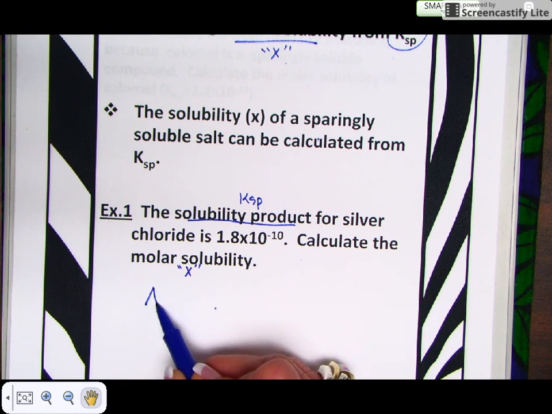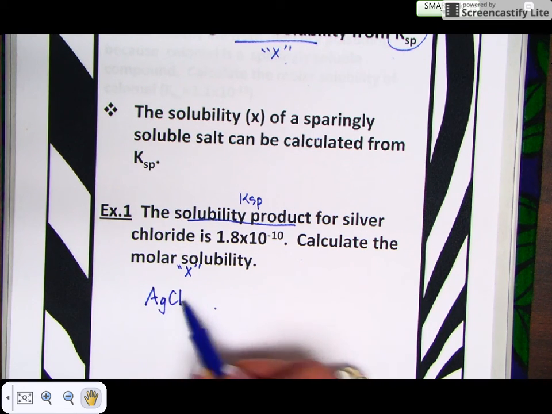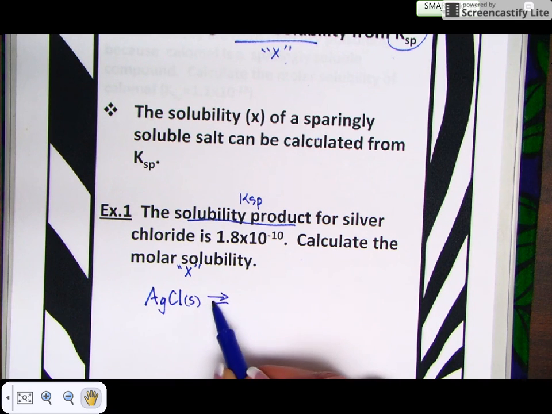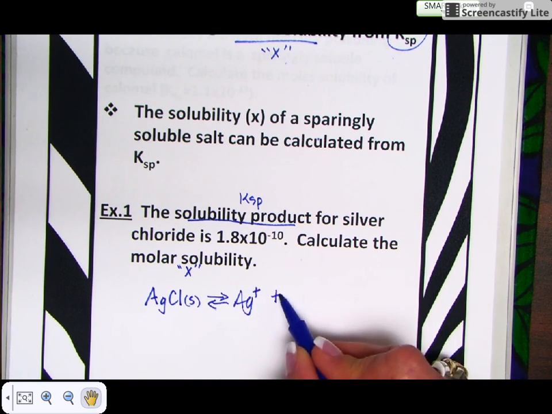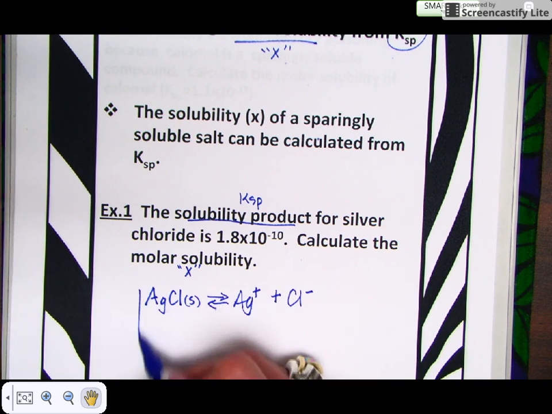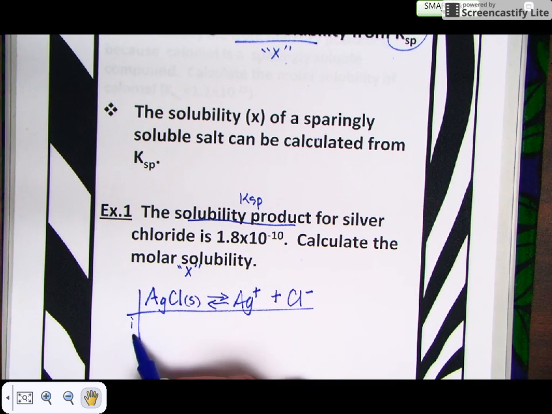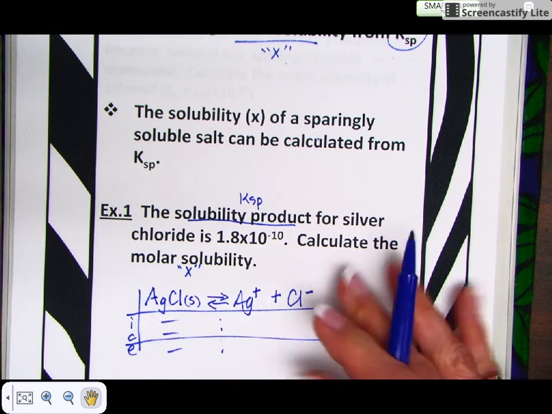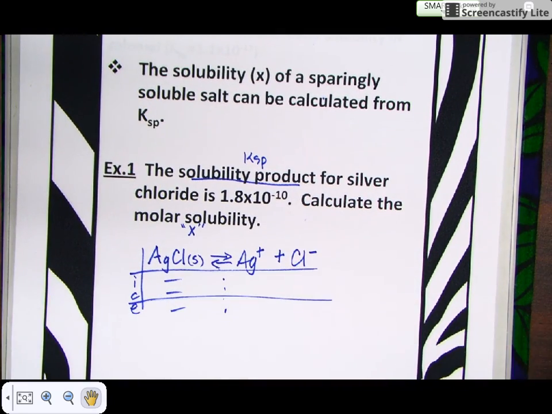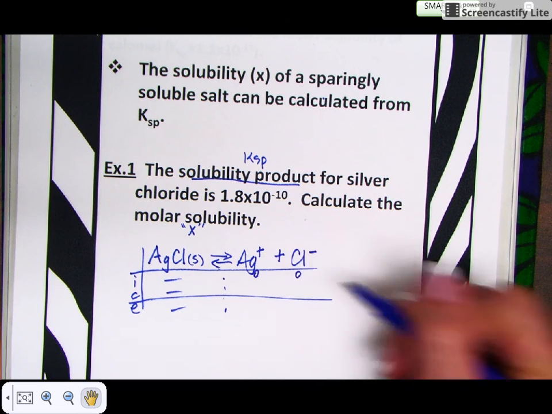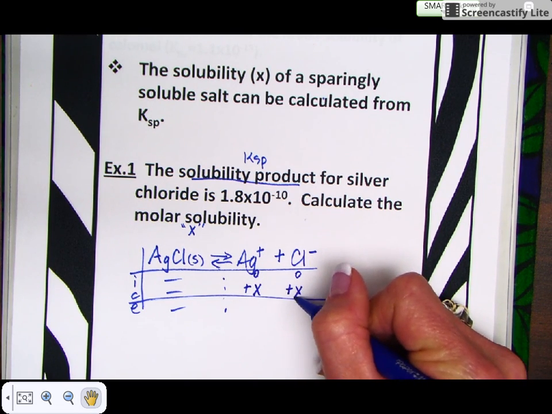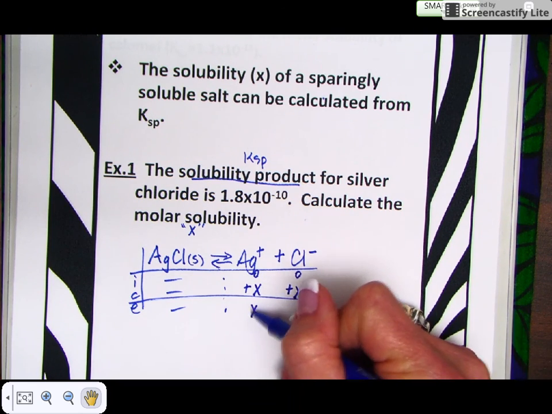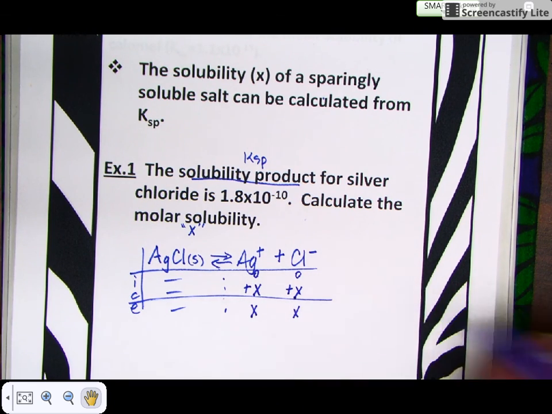You still want to write out your equation. This is your slightly soluble salt. Silver chloride dissociates into the silver ion and the chloride ion. It's a 1-to-1 ratio. When you ice your problem, the solids have no effect on the equilibrium shift. There will be a 0 and a 0 here. This would shift to the products plus x and plus x. So that means silver is going to be equal to x and chloride is going to be equal to x.